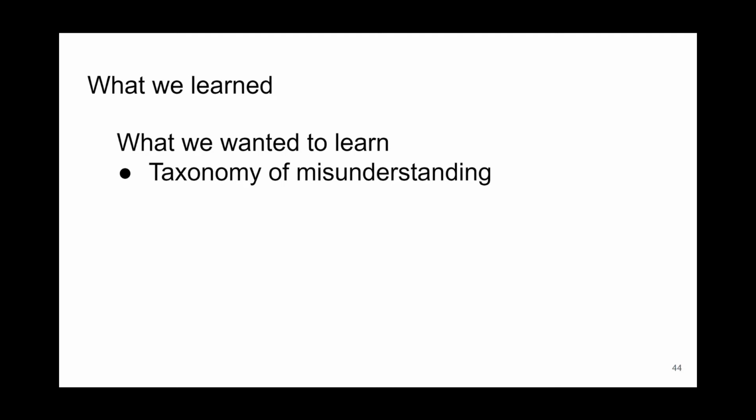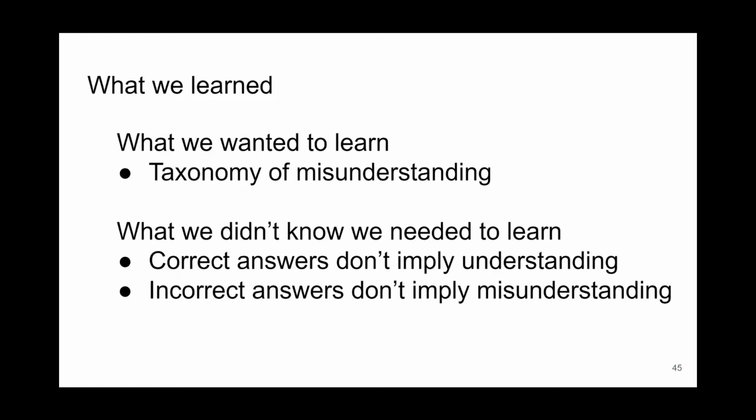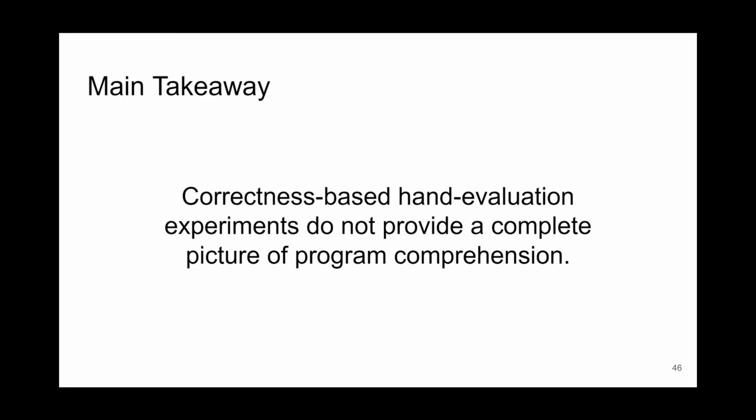So at the end of the day, we absolutely did find the thing that we were looking for, an explanation of why programmers misunderstand code. But perhaps more importantly, we also learned that correct answers don't necessarily imply understanding, and incorrect answers don't necessarily imply misunderstanding. And this was the thing that really made me value the fact that correctness-based hand evaluation experiments do not provide a complete picture of program comprehension.